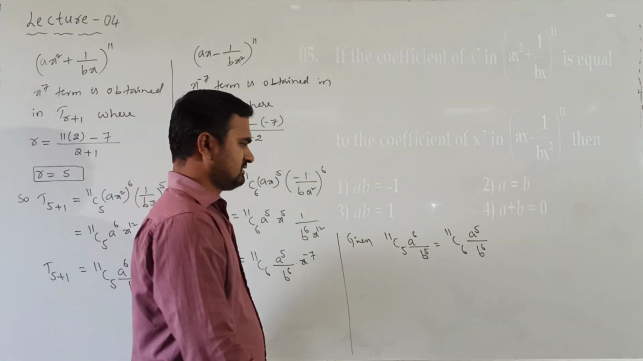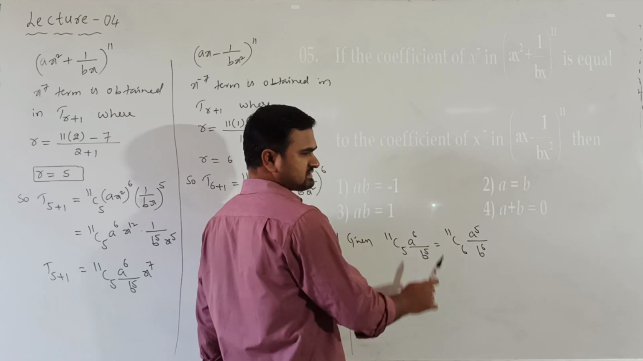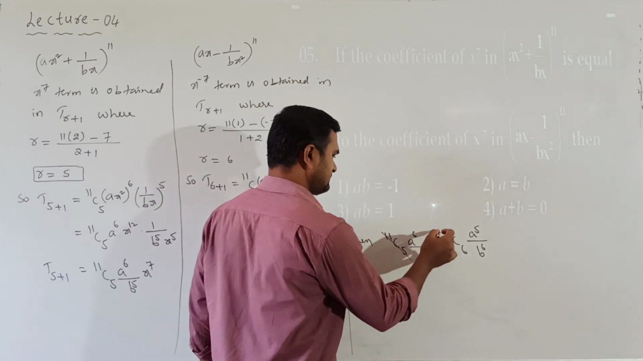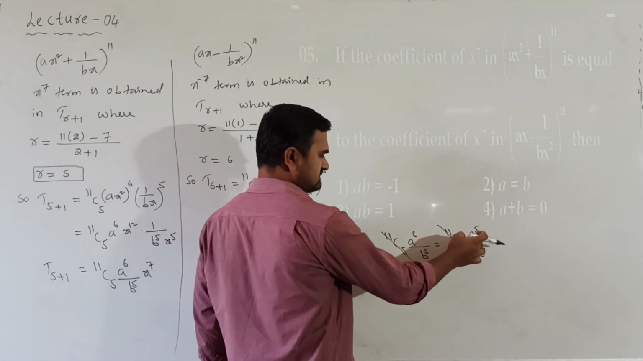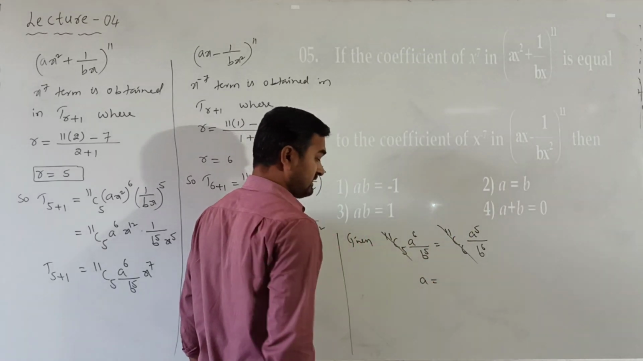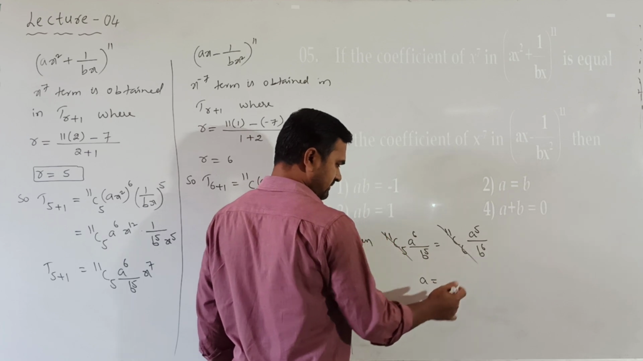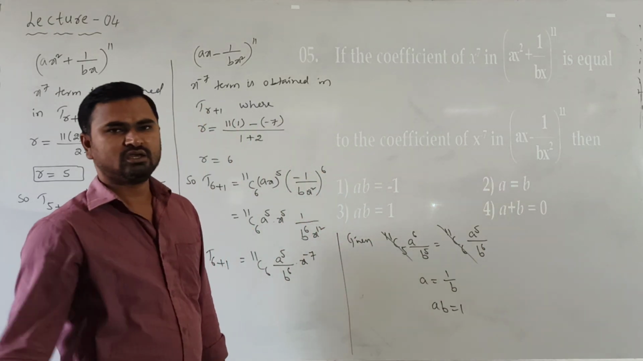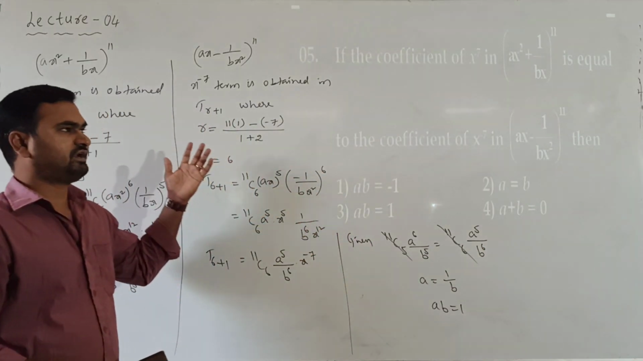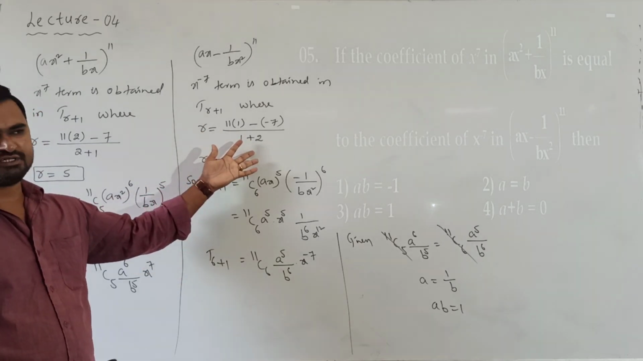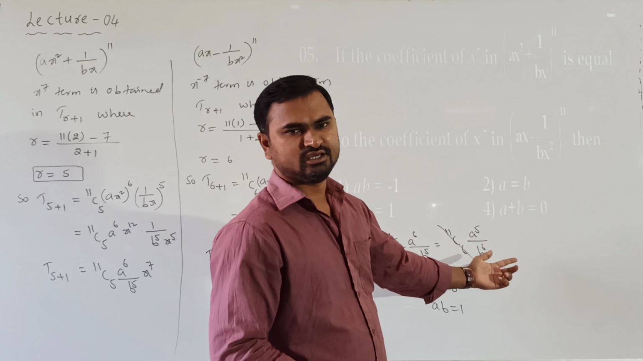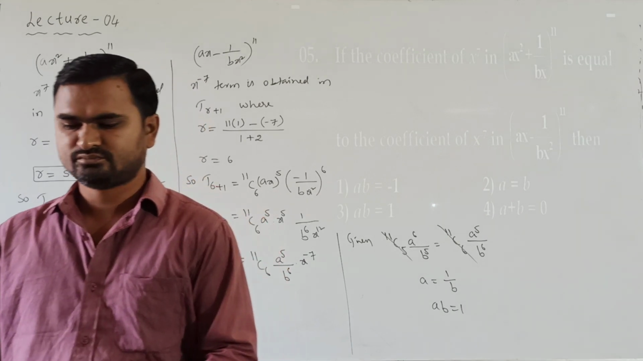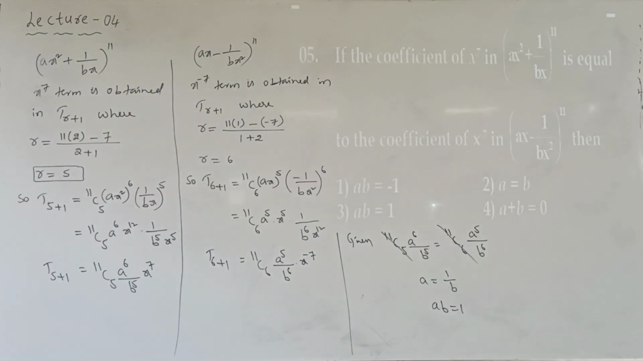Now we solve this. Observe 11c5 and 11c6 are both the same because nCr is the same as nC n minus r. So 11c5 and 11c6 will get cancelled. A power 6 and a power 5, a power 5 will get cancelled. B power 5 and b power 6, b power 5 will get cancelled. So the relation is ab equal to 1. Okay. So we found both the coefficients in these two expansions, and given that the two coefficients are equal, equating them and solving, we get the relation ab equal to 1. Okay. So this model is important.